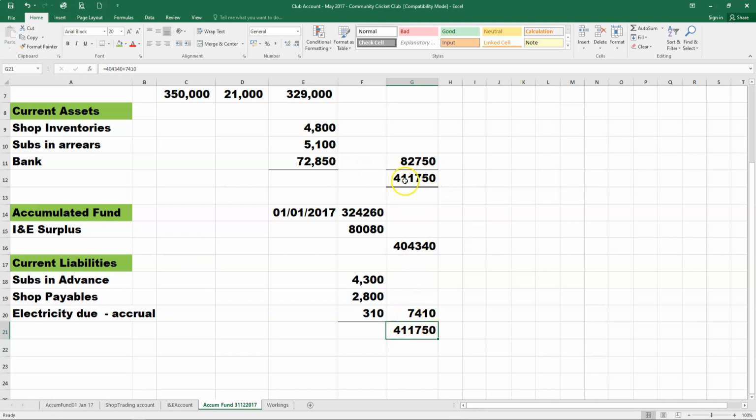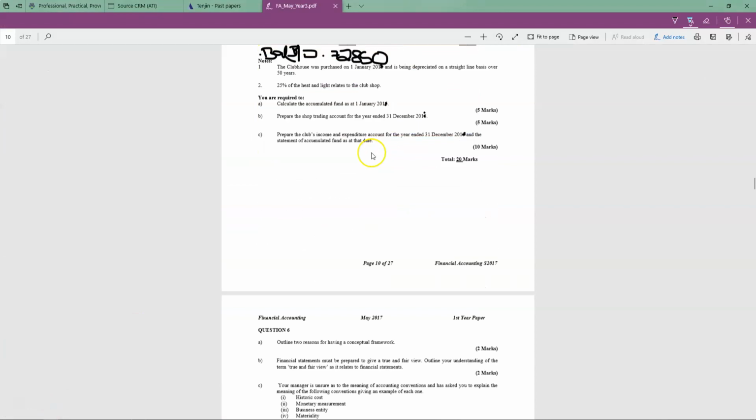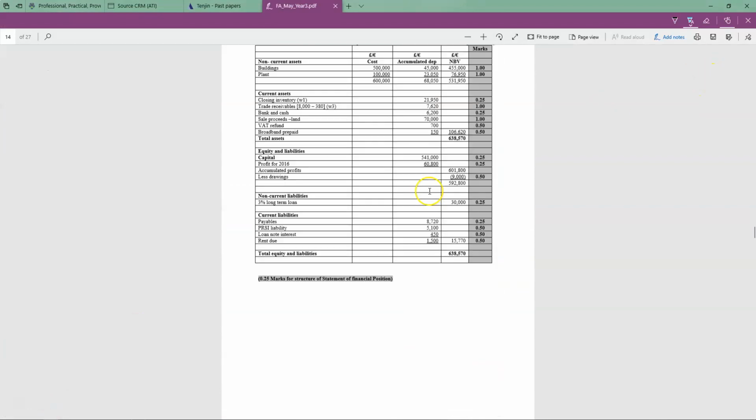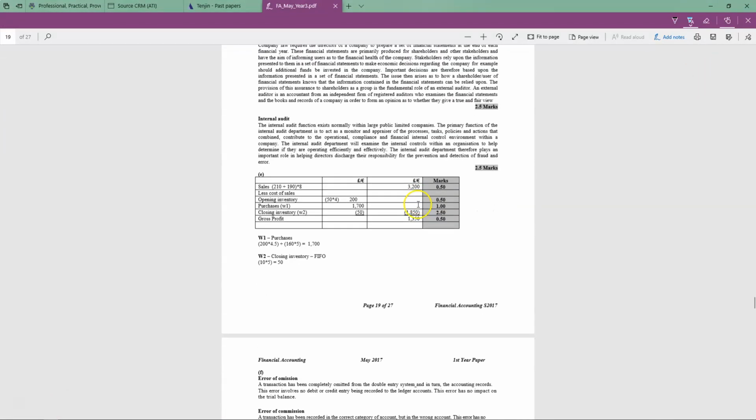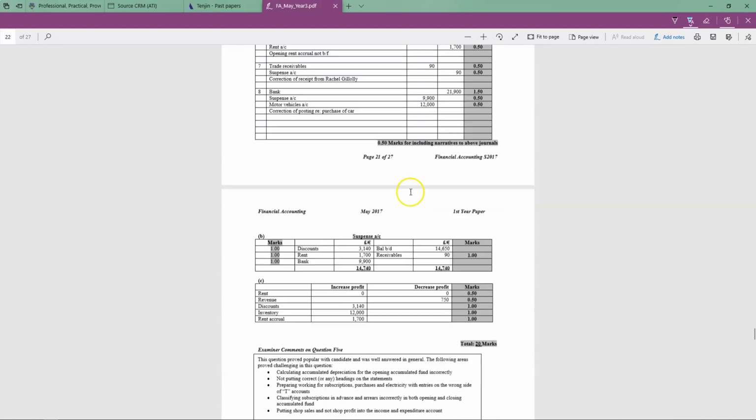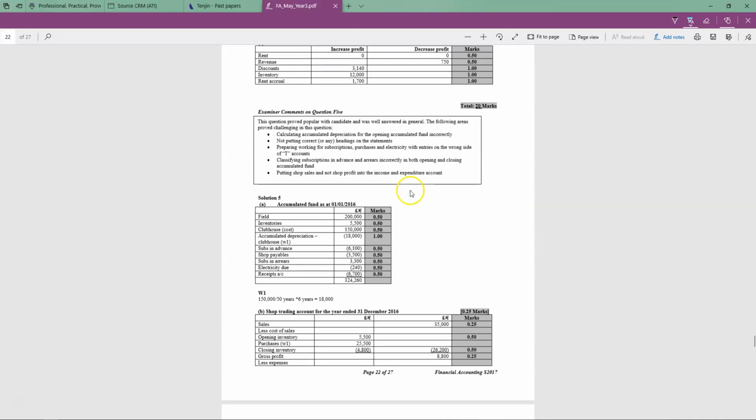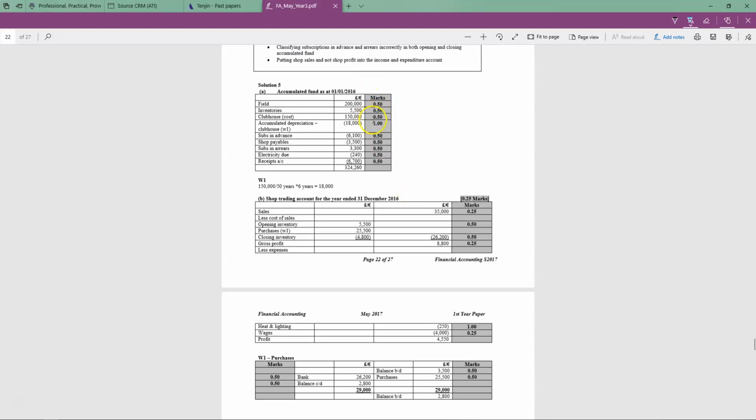Again, as I said, it's not about getting out your balancing figure here. It's about getting your marks for all your little figures along as you do it. And again, let's look at the solution here from the examiner, and just to see his marking scheme there again. So that was question 5. So for question 5, again, he's given his marks down along for all the accumulated fund at the start. He's given a mark here for putting the correct heading in the shop trading account, and your marks for putting in the correct figures here.